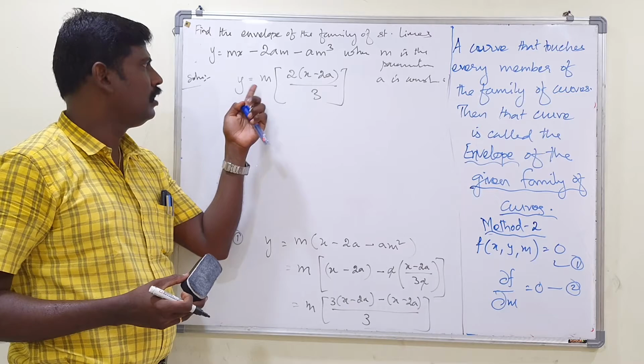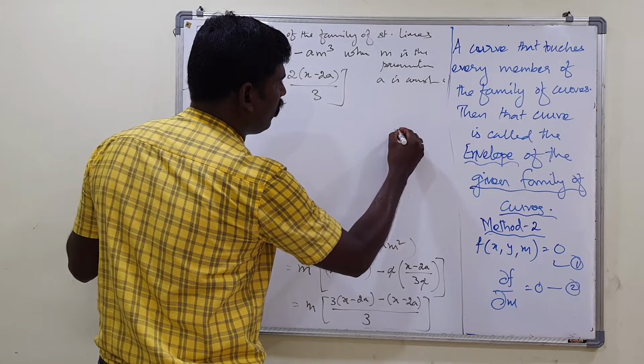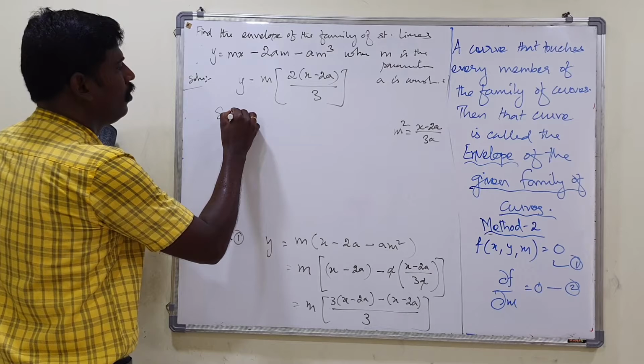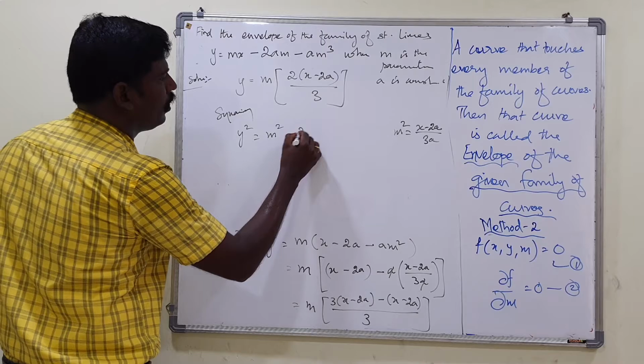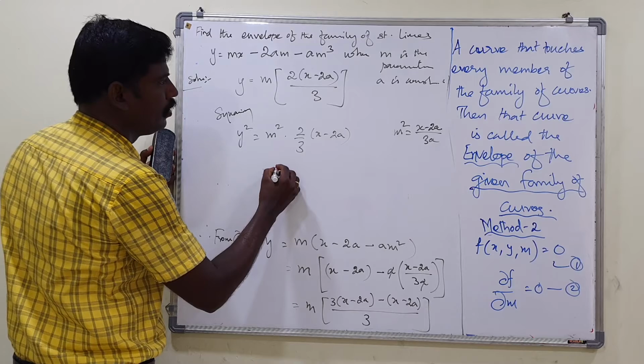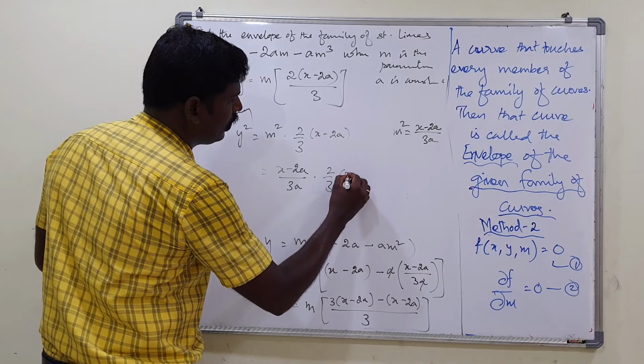So what is the value for m square? We have x minus 2a by 3 as the value of m square. So m is here, that's why I am squaring on both sides to get the value of m square. So what you will get? y square is equal to m square into 2 by 3 into x minus 2a. Right? Again, we can substitute the value of m square by x minus 2a by 3a. This m will be eliminated. Right? So x minus 2a by 3a into 2 by 3 into x minus 2a.